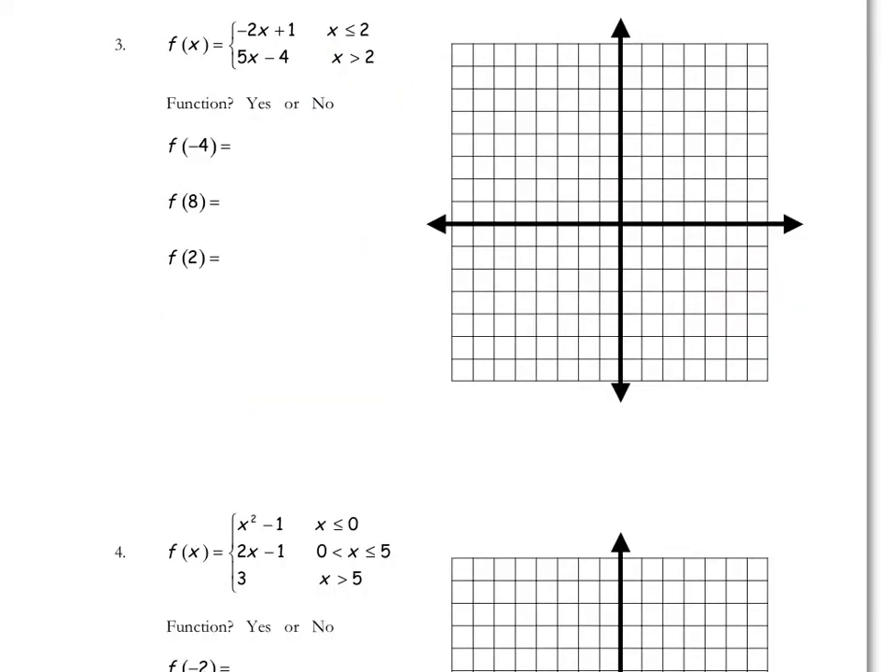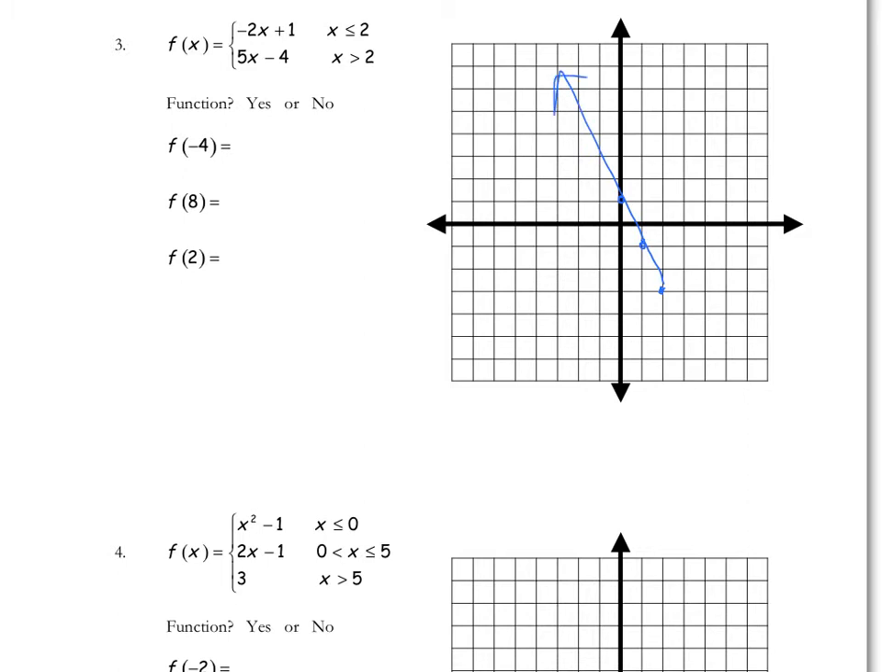For the third example, f of x is made up of 2 pieces, both of which are linear. For the first piece, I know my y-intercept is 1, and I have a slope of negative 2. So I'll be falling from left to right. And I know that x is going to be less than or equal to 2. So I'm going to stop my graph down here in the fourth quadrant, and I know that it goes to the left.